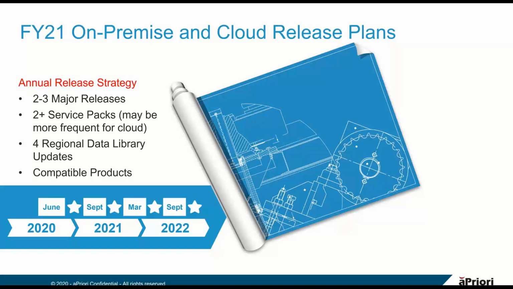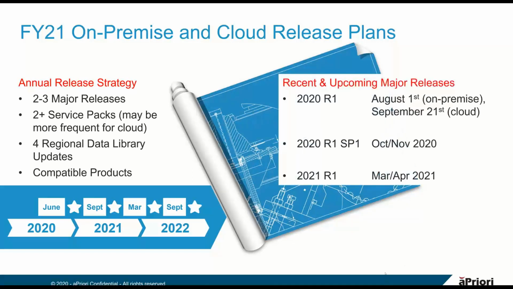I'll talk about that in a second, the service pack 1 for 20.1. There's 4 regional data library updates as well that are spread throughout the year and available in conjunction with everything else. So specifically for upcoming releases, there's a few key dates to highlight. 2020 R1 for our on-premise customers is available now. For the cloud upgrades, there's a process to prepare that in the cloud and deploy it and make it available for all the upgrades that we're planning. So that is scheduled for next week, actually.